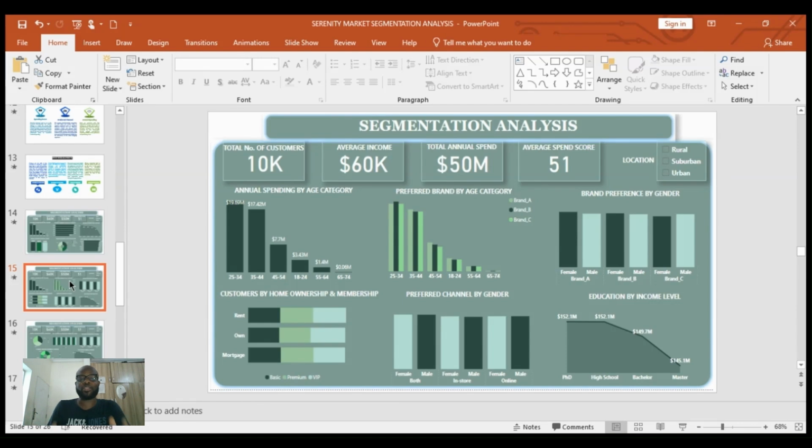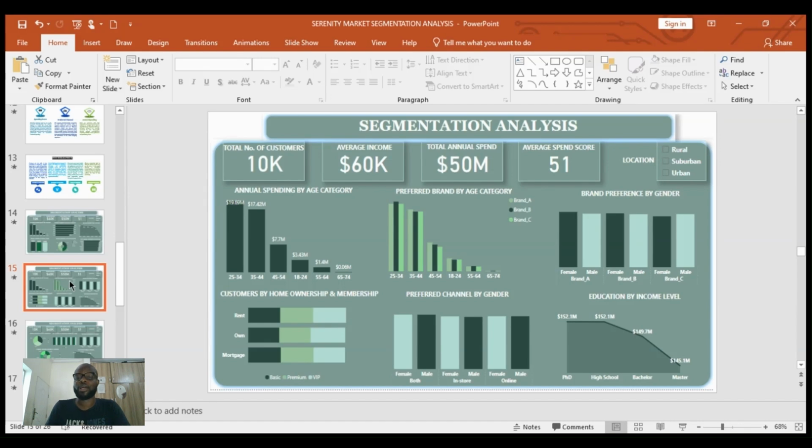So we discovered that the same age category that forms 75% spends more annually. And then in looking at preferred brand by age category, you discover that this particular age category that are the majority of the customers and that spends more, they prefer brand B and then brand A compared to brand C.